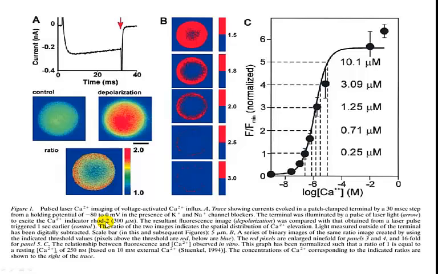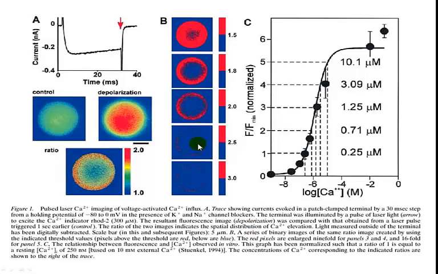To excite the calcium indicator rod 2, 300 micromolar is what they used of that. The resultant fluorescence image depolarization was compared, so that's this one here, you see the red in it, was compared with that obtained by a laser pulse triggered 1 second earlier, the control up here on the left. The ratio of the two images indicates the spatial distribution of calcium elevation. Light measured outside of the terminal has been digitally subtracted to take it to the blue level. Scale bar in this and subsequent figures is 5 micrometers. See, so these are pretty big terminals.